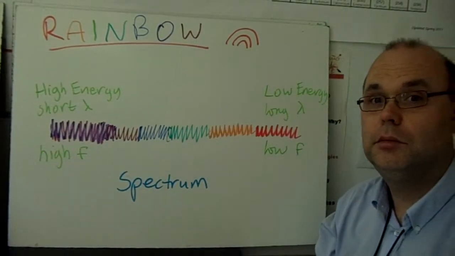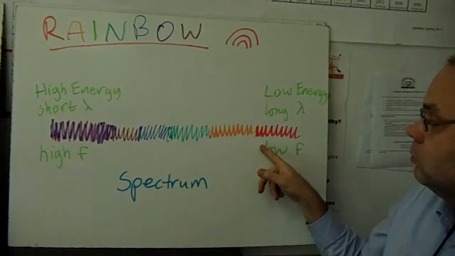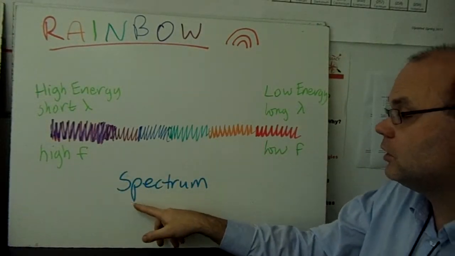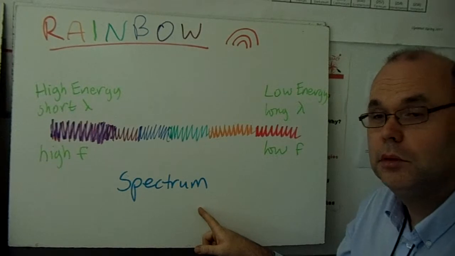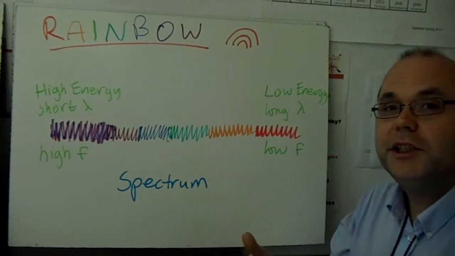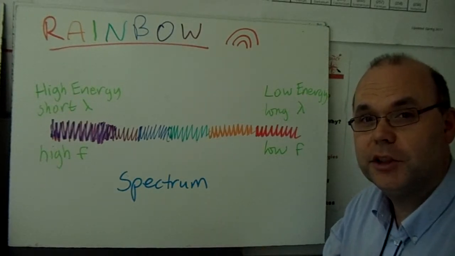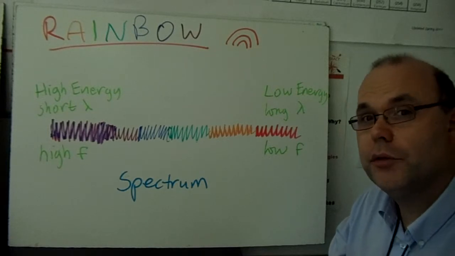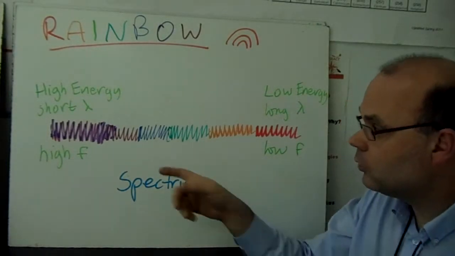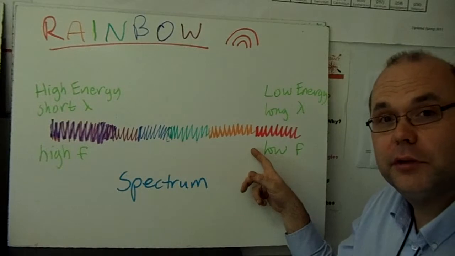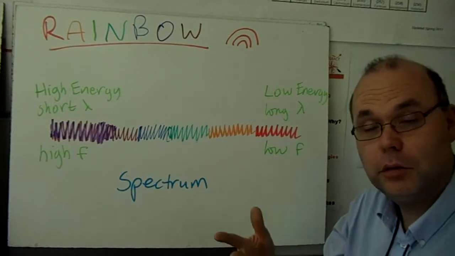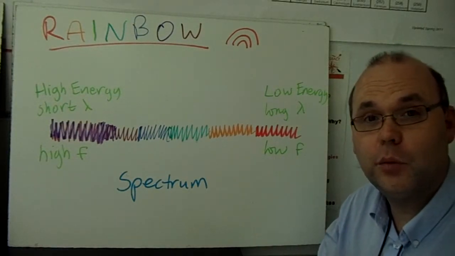Rainbow. Known in science as a spectrum. The light we see, the white light that we see from the sun, is actually a mixture of lots of different colors of light. Lots of different frequencies of light. Or lots of different light waves with different wavelengths.